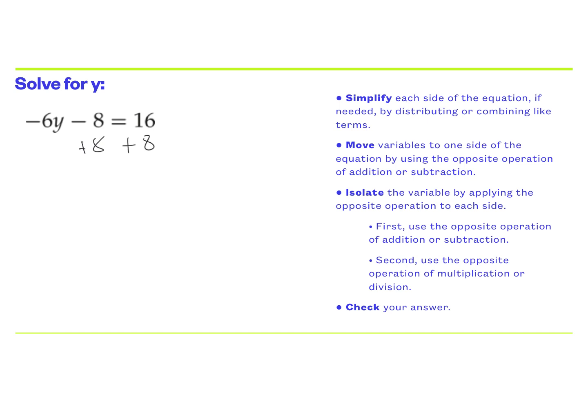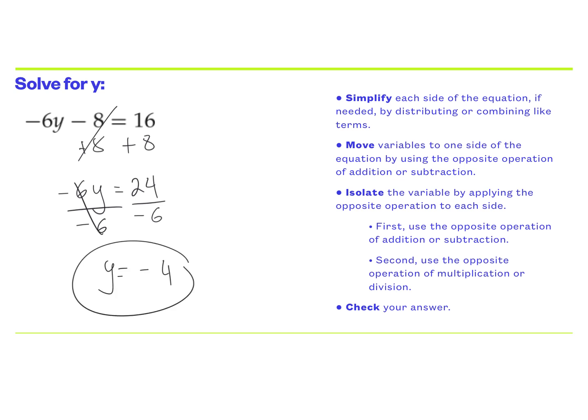And when I do that, that cancels the 8 on the left side. So this becomes negative 6y equals 24. Then when I divide by negative 6 on both sides, I end up with y is equal to negative 4. The last step will be to check. How do you check? Well, you plug that into the original equation.